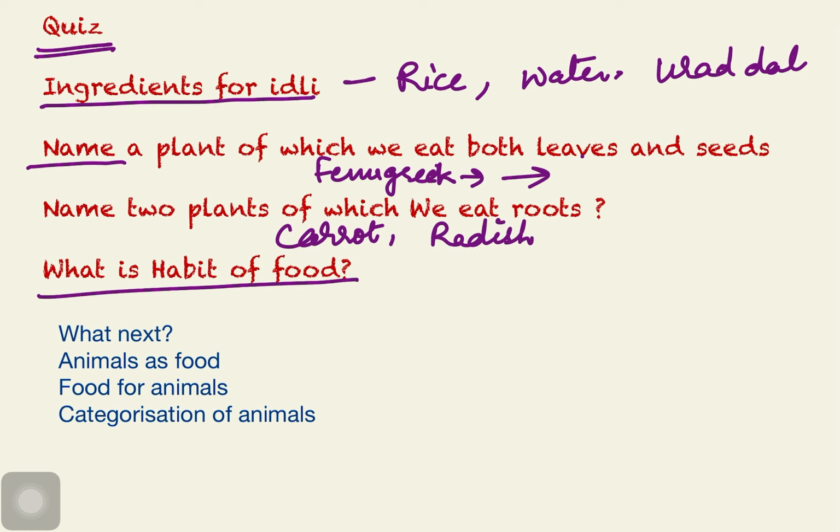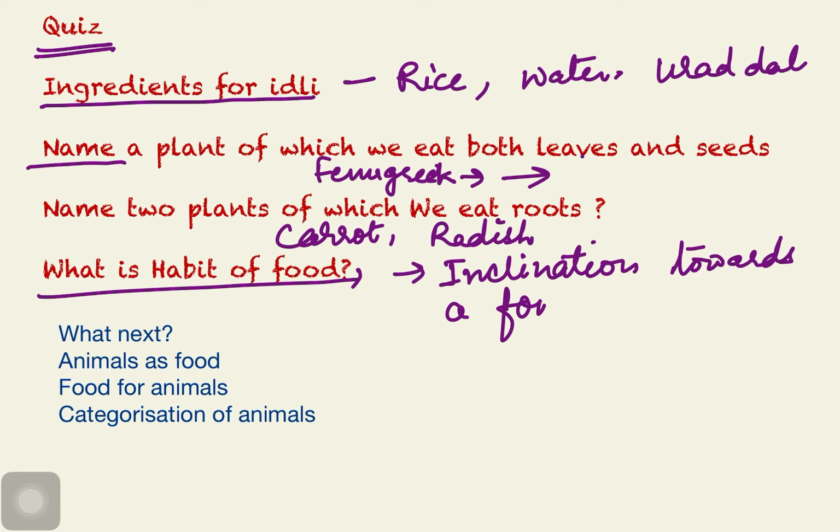Now what is habit of food? It's inclination towards a food because of its availability. Like we belong to North India, so we prefer chapati. If we belong to South India, we prefer rice. So this is food habit. What next? In the next video we will learn about animals as food, food for animals, what animals eat, and then the categorization of animals, meaning herbivores, carnivores, and the categories of animals depending on their food.